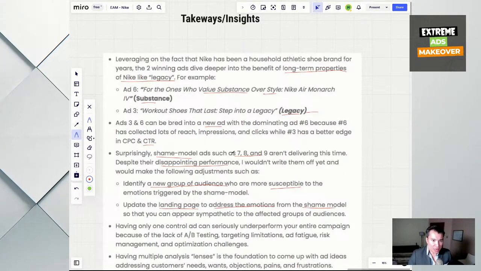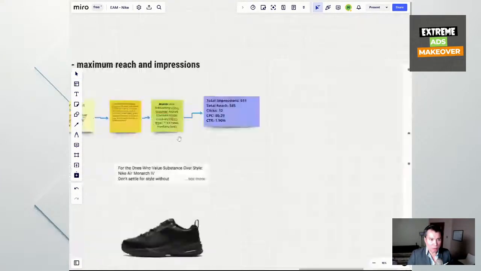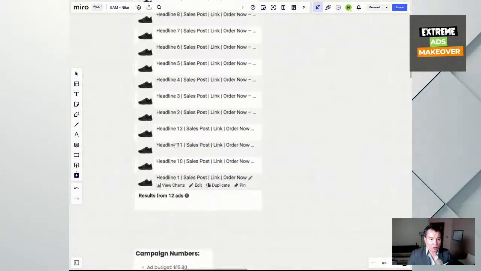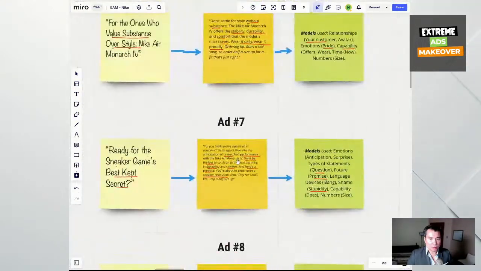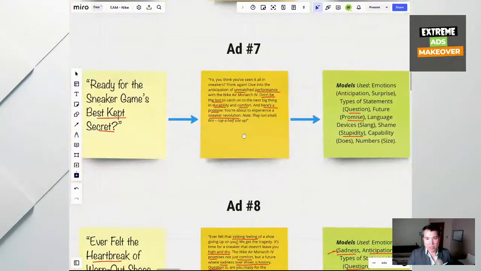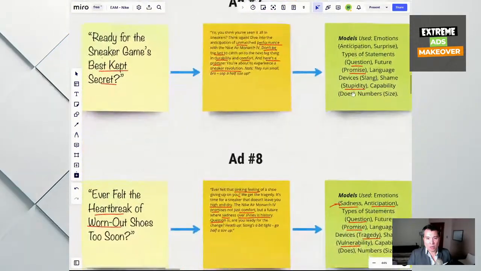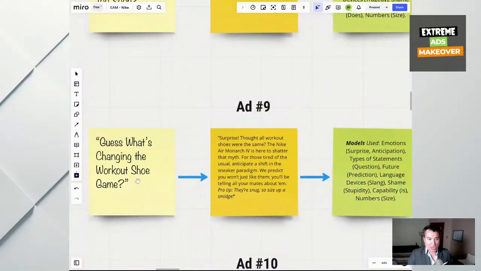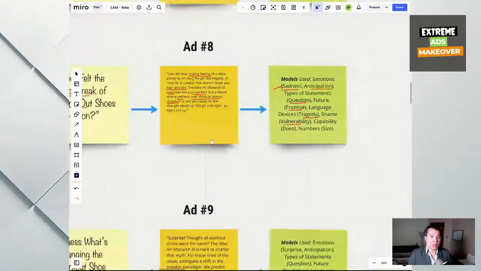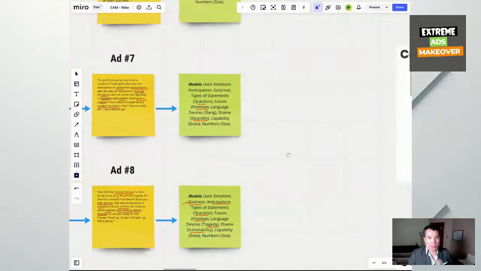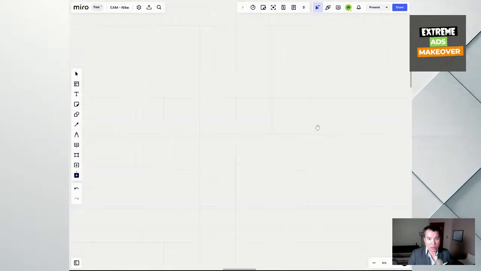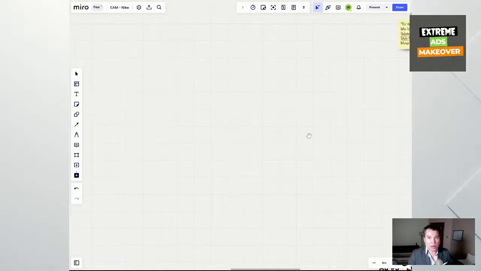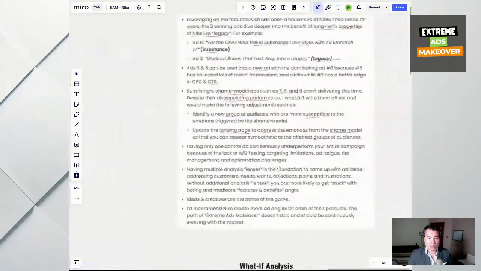Let me go back over here. So 7, 8, and 9, what are they about? We talk about stupidity. So 7 is about stupidity, and 8 is about vulnerability. Right? Ready for a sneaker game, the best kept secret. Ever felt the heartbreak of worn out shoes too soon? Or guess what's changing the workout shoe game. So those are the ads that need a little more work. We need to make the landing page more flexible so that it can accommodate more complex emotions.